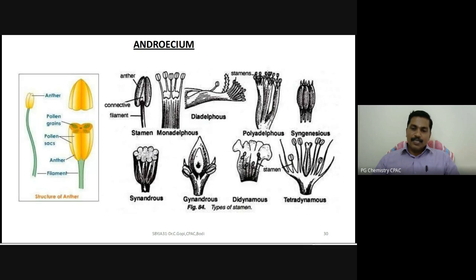Then the level of stamens varies, that is, lower level and upper level. Two levels are found in some plants, which is called didynamous, and if you find more than two levels, it is called tetradynamous. This is the level of stamens.